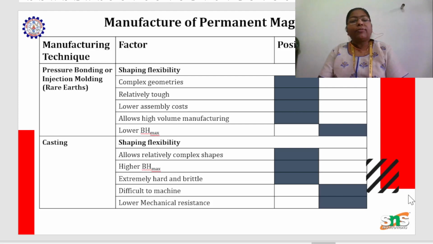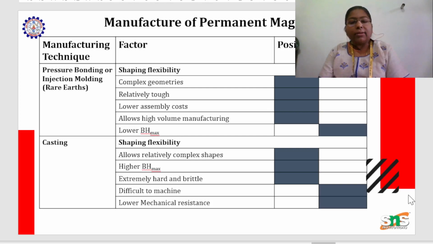In the case of injection molding, you have a lot of flexibility in shaping the magnet. You can come out with complex geometries. It could be relatively very tough. The assembling cost is going to be very low. But the main thing is it is going to have lower BH max. That is the main drawback.